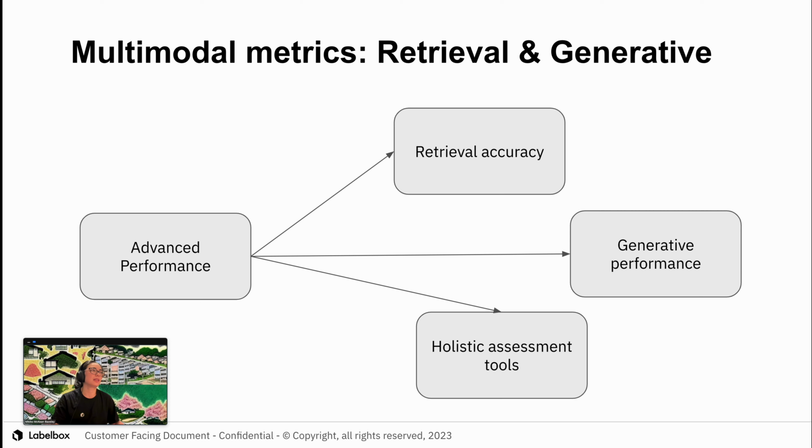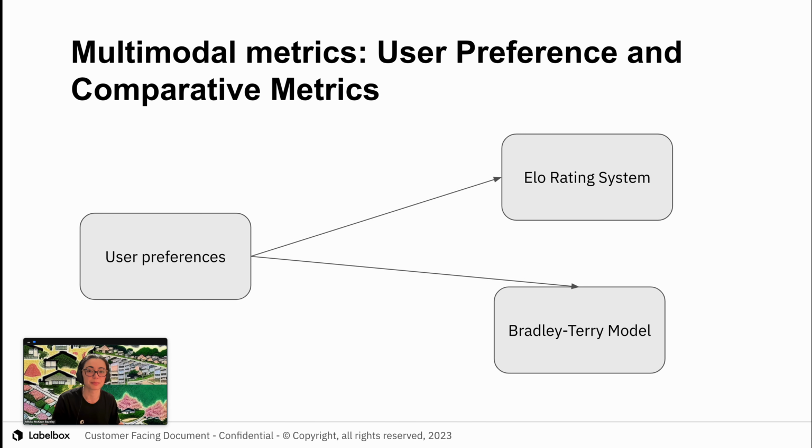A second set is retrieval and generative metrics, or what we think of as the advanced performance ones. So retrieval accuracy measures how well the model can retrieve the correct text given an image and vice versa. Generative performance measures how good the quality and relevance of the generated outputs are. You have more holistic assessment tools. Other retrieval related metrics include precision, recall, F1 score, BLEU and ROUGE scores. These are metrics for evaluating the quality of generated text, focusing on n-gram overlap.